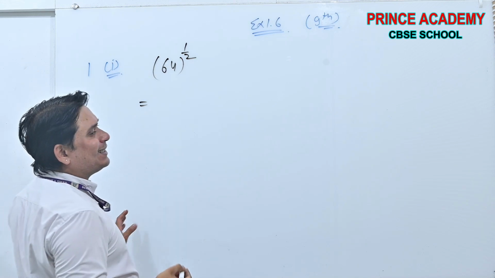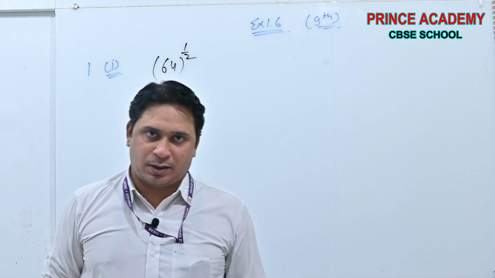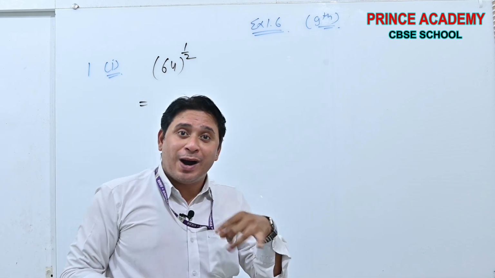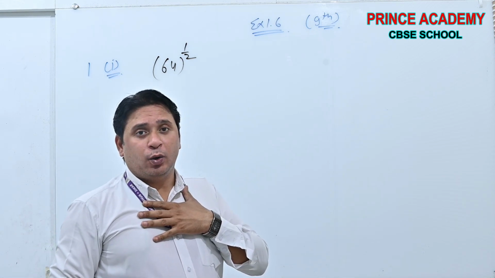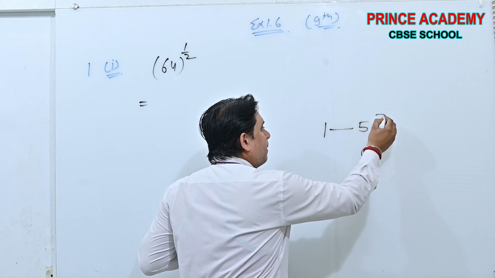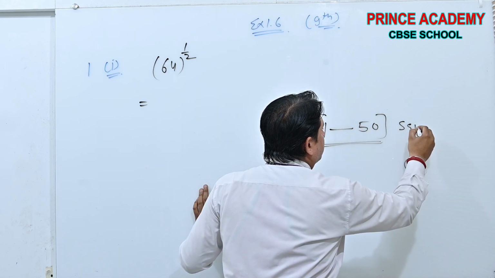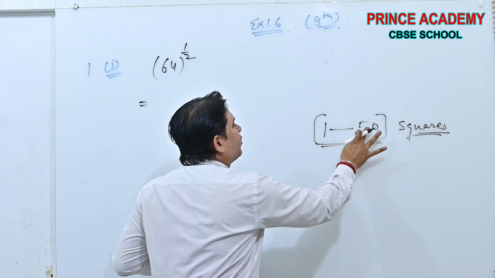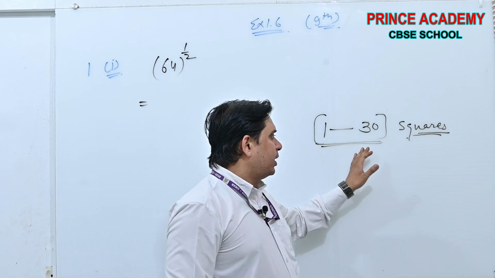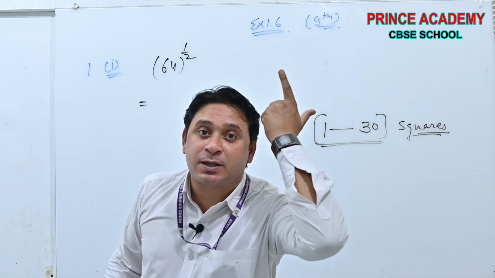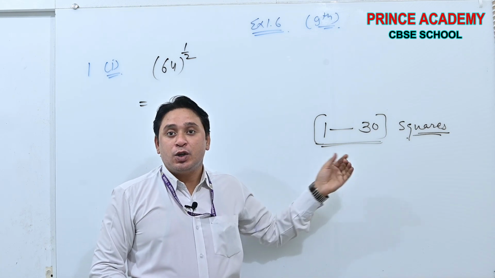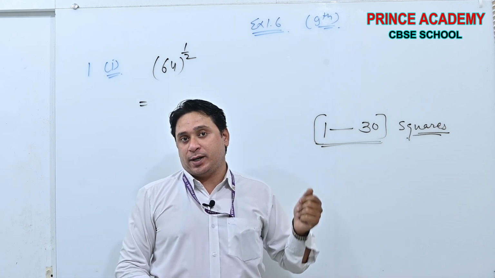See beta, this is the simplest method to solve the questions. If you have knowledge, see, you are in 9th class. I do expect from you that you should memorize 1 to 50 squares. At least 1 to 30 is mandatory. In 10th class, 1 to 50 is. At least 1 to 30 squares should be at your fingertips. Because beta, these simple things make you different from the other students.